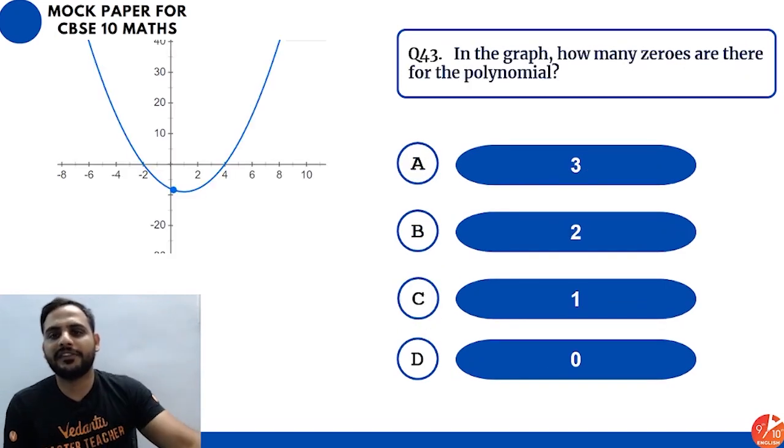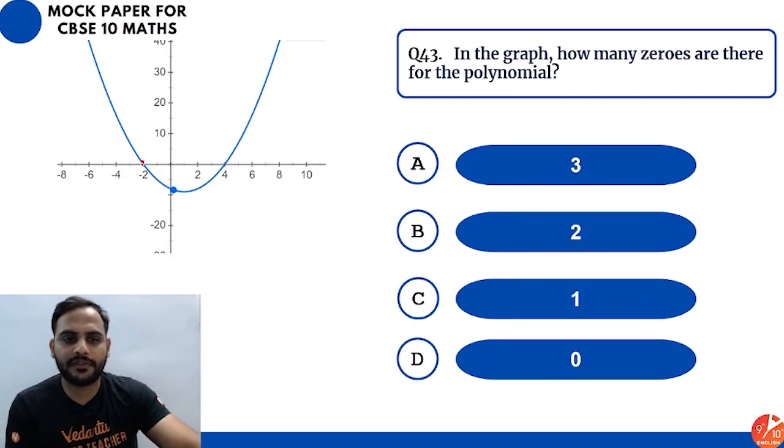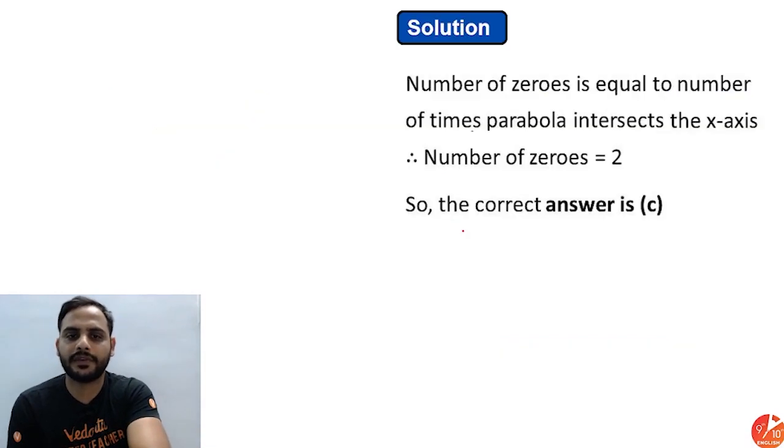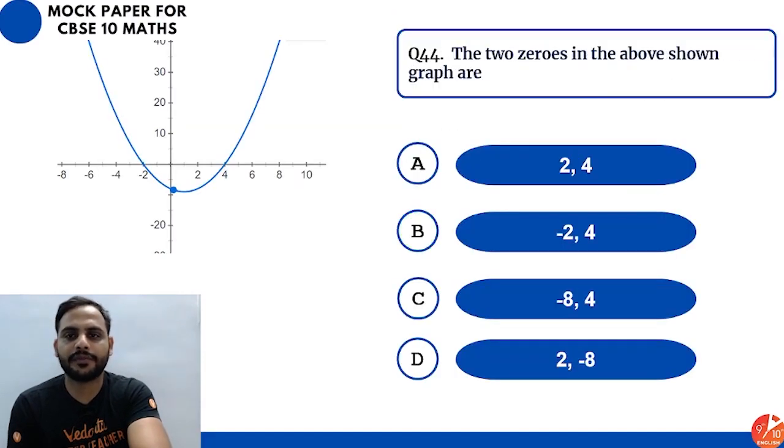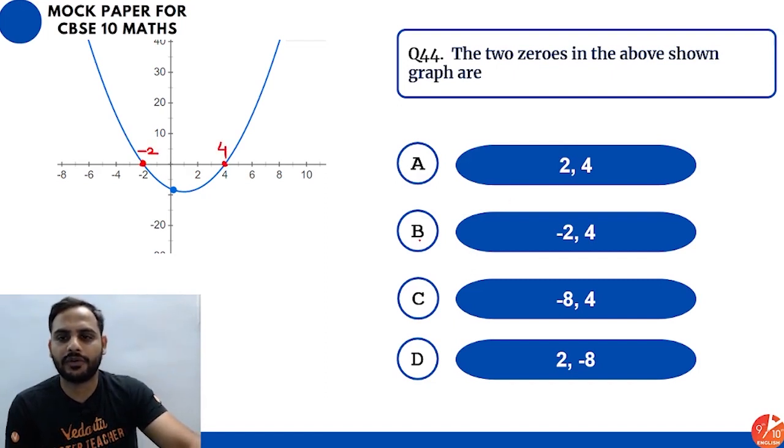In the graph, how many zeros are there for the polynomial? Wherever the graph intersects the x-axis, that many zeros we get. It is intersecting at 2 points, so there will be 2 zeros. Simple. The 2 zeros in the graph shown above, one is -2 and one is 4. Option B will be your correct answer.